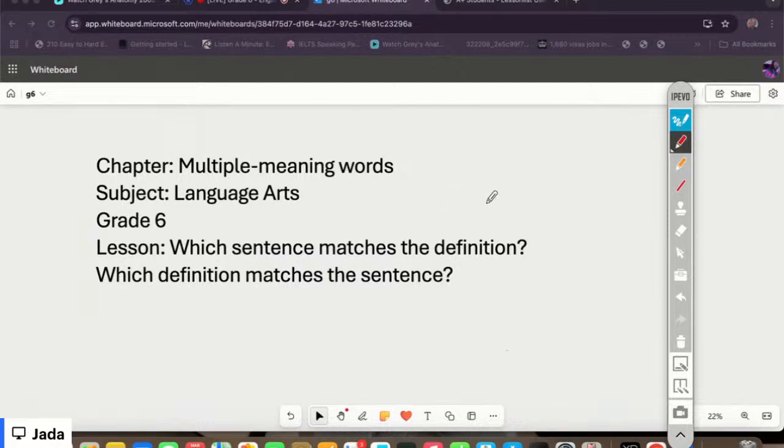Today, our lesson will be multiple meaning words. First, you have to log in using aplusstudent.com. You click on your name and move on to Language at Grade 6. The lesson will be: which sentence matches the definition, and which definition matches the sentence.